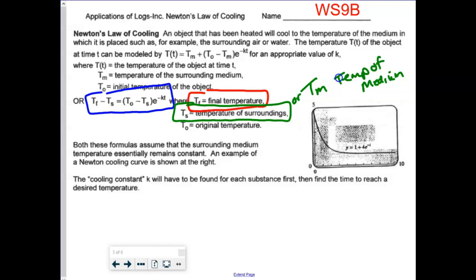We have a problem coming up, a really exciting one about a hard-boiled egg. Yeah, that one goes in a water bath. So they might use the word medium instead of surroundings. It's the same thing though. And then T sub naught is always the original, so in this case, original temperature.